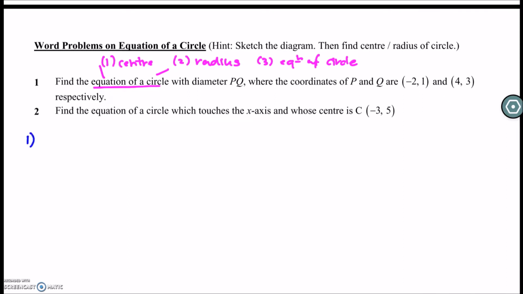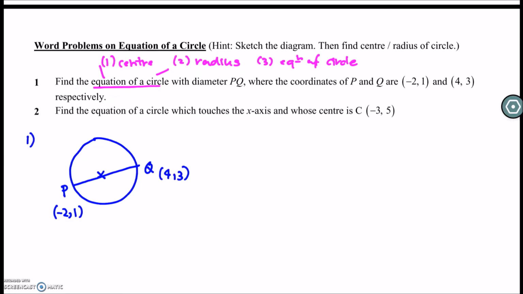So for question 1, it is given that we have a diameter PQ. So diameter means that it is the longest chord that passed through the center of the circle. So let this be the center of circle. Draw the diameter PQ. Put in the information in, and we can start finding the center and the radius of the circle.